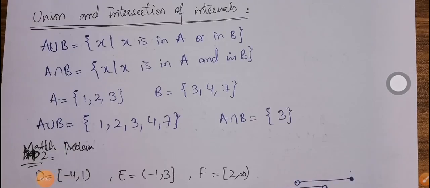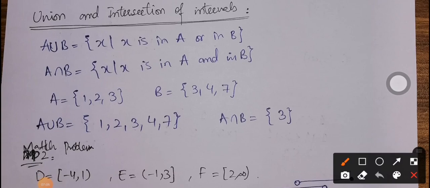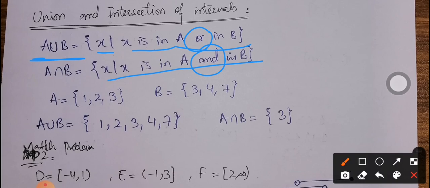In the next part we are going to discuss union and intersection of the intervals, but at first we will discuss the union and intersection of sets. We all know that A union B means the set containing the elements that are present in A or in B. So union always corresponds to the word or, and intersection is the set of elements that are present in A and in B, that is, intersection always corresponds to and, it must be present in both sets. For example, if A is equal to {1, 2, 3} and B is the set containing 3, 4 and 7, then their union is going to be {1, 2, 3, 4, 7}.